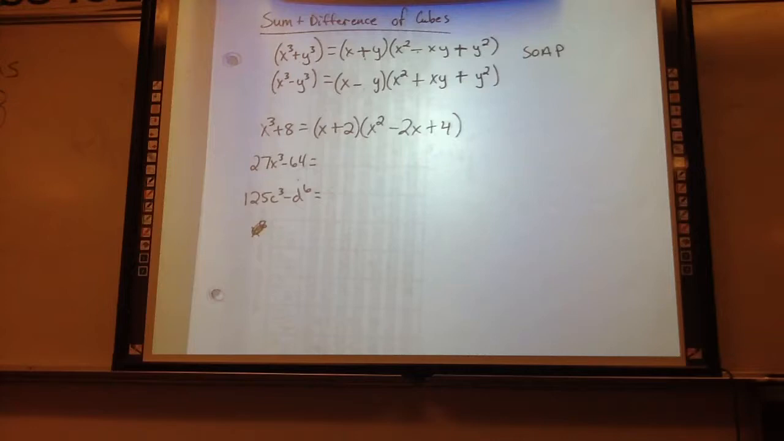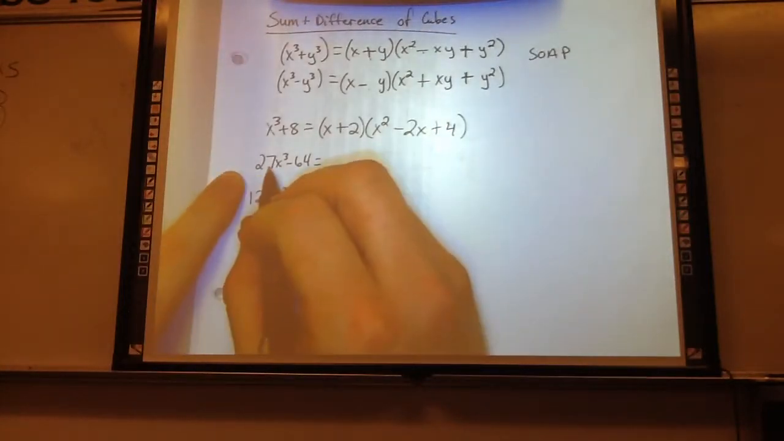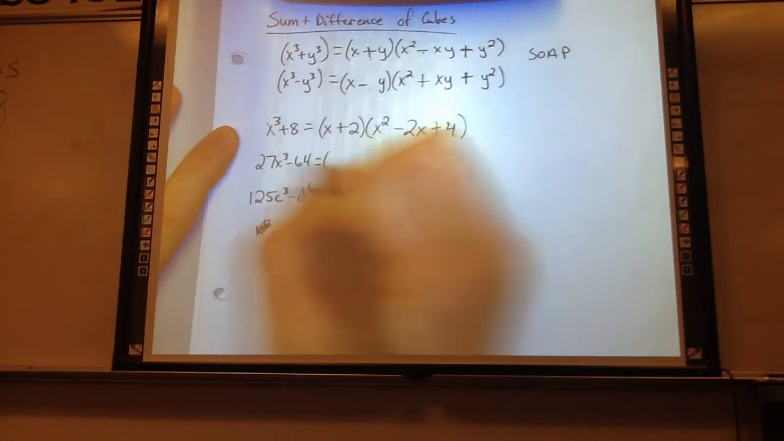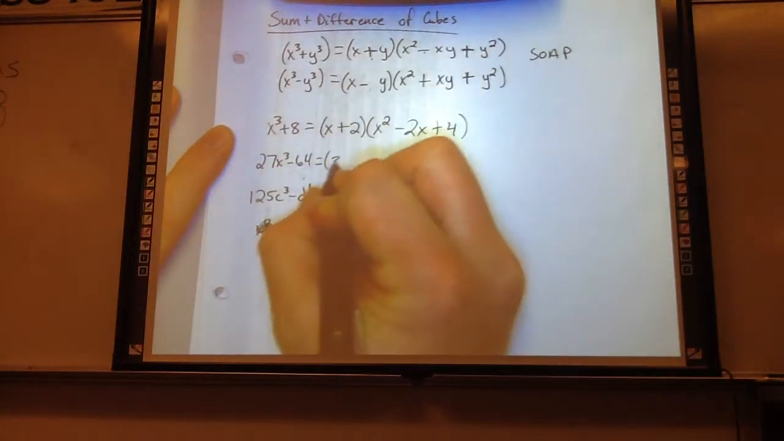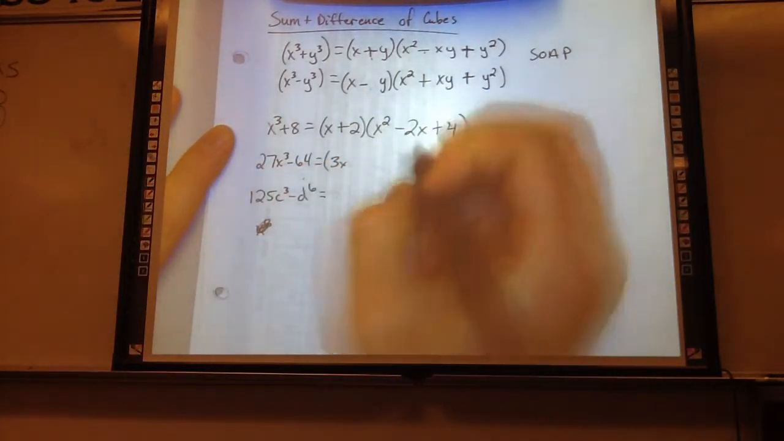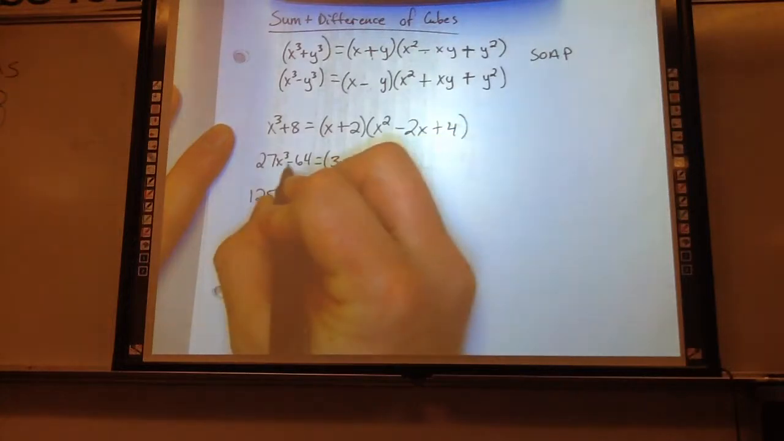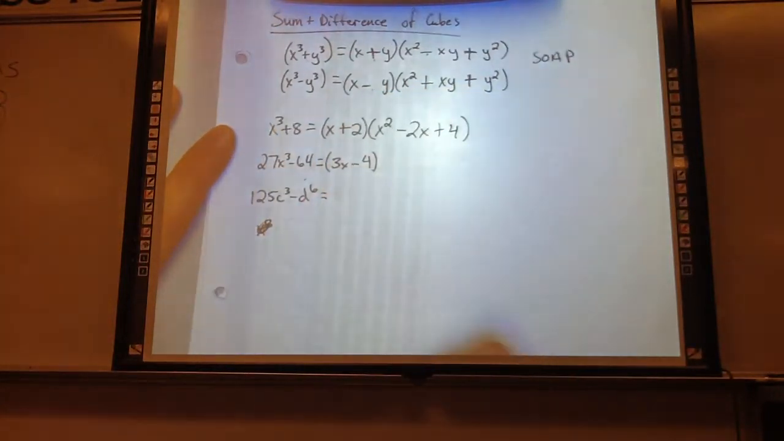Some of the stuff gets canceled out. What? This one? I don't know if I did them correctly. Okay, next one. Because 4 times 4 times 4 is 3x plus 4. You can write down the third root of that is 3x. What's the third root of that? 4, but be careful, this is minus. Yeah, so it's minus.